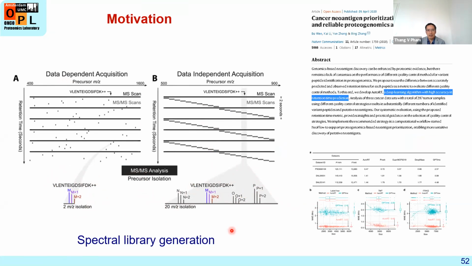And it would help greatly if we have a spectral library of known peptides. So this predicted library would help in identifying or deconvoluting this set of peptides into single ones. It also has, I show here another work from the group of Designer, where the prediction of retention time also improves the quality control of your study, especially if you're looking at exotic things like neoantigens and other non-standard analysis.